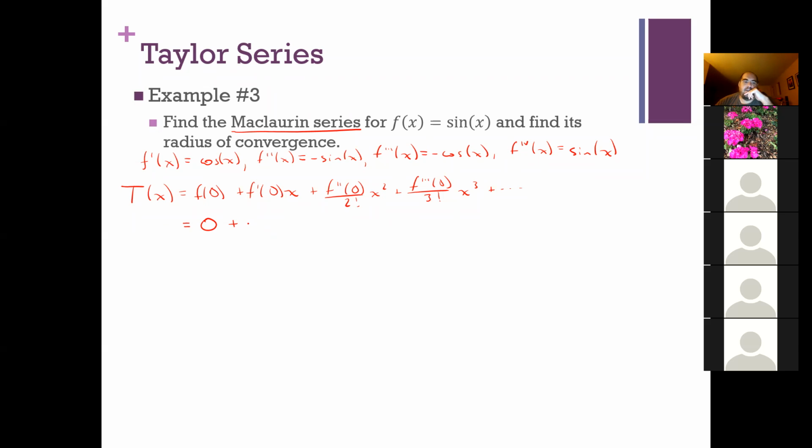Isn't it 1? That's 1, so this one becomes 1x. F double prime of 0 is going to give us negative sine. We already know those are zeros. So basically what I've already picked up on is that all of my odd number terms are going to be zeros. All of my even number terms, or I guess maybe I shouldn't generalize yet, but f triple prime, so negative cosine of 0 will be -1, so this will be -1 over 3 factorial times x cubed. And then the next one's gonna be 0x to the 4th.